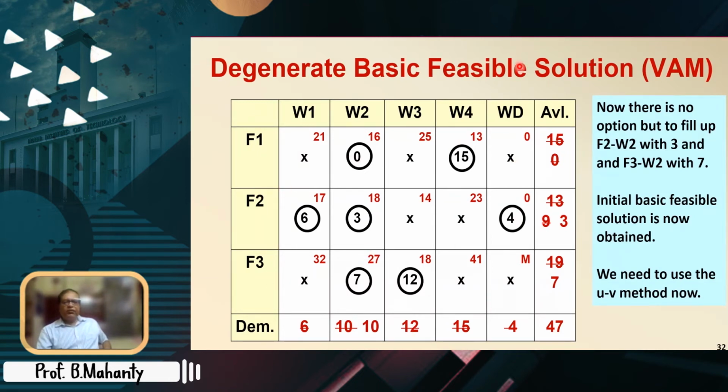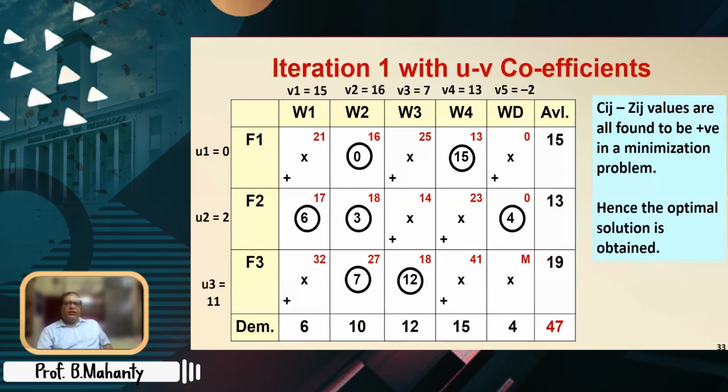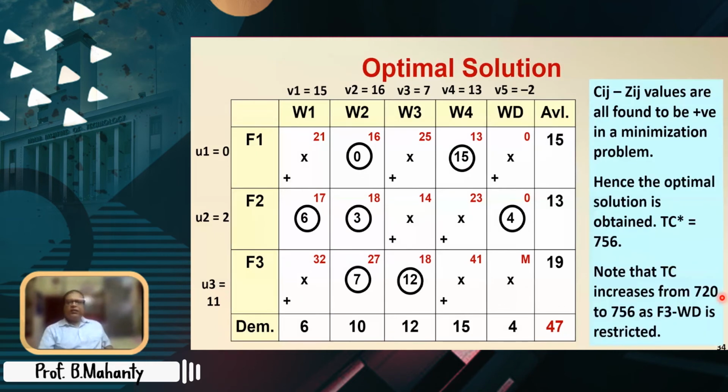Look here, F3WD was part of the optimal solution earlier, but not this time, right? So this is what has happened. And thereafter, this is iteration 1. We compute the UV coefficients once again. And after computing UV coefficients, we find that all Cij minus Zij values are positive. This is also positive, somehow missed out. So therefore, we find that iteration 1 itself is an optimal solution. So we got the optimal solution.